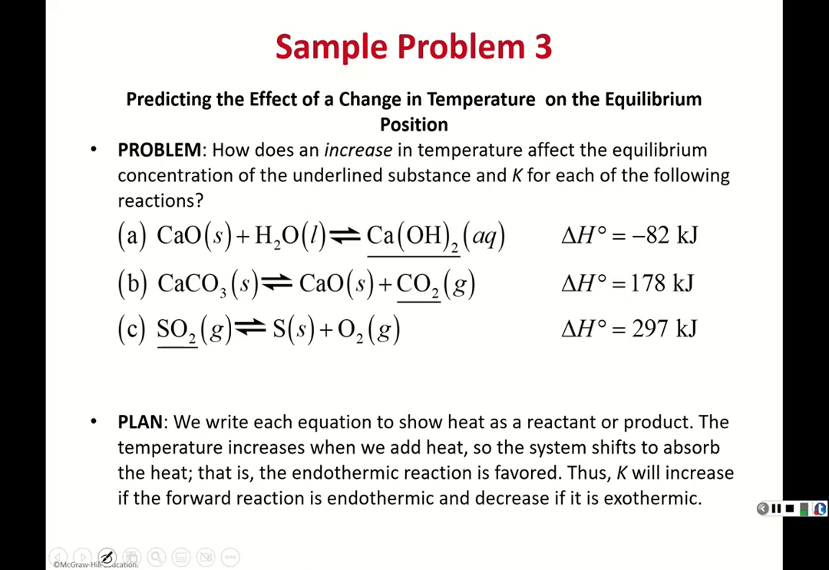Here delta H is negative, right? So that means we're giving off heat. It's exothermic, so you can think of heat here as a product. For increasing temperature, we're increasing heat. That's going to push the reaction in the opposite direction, right? So our product concentration, calcium hydroxide concentration, will go down.